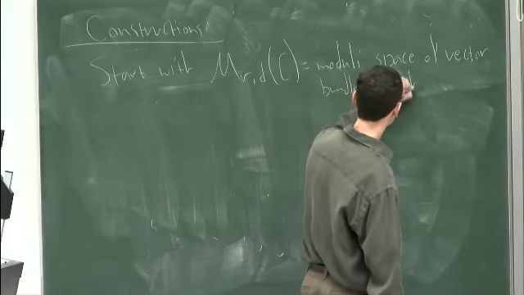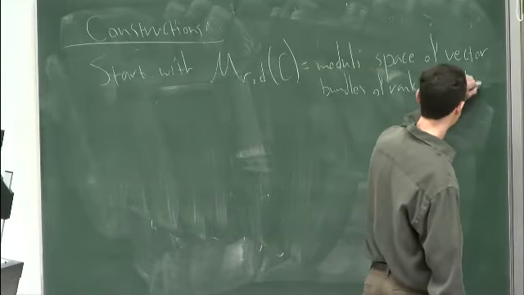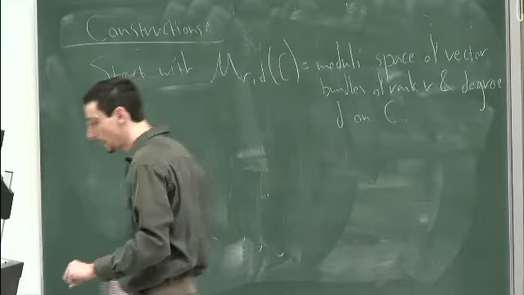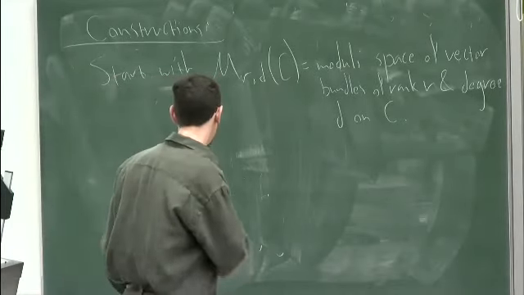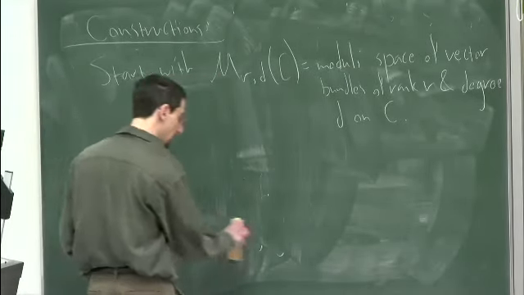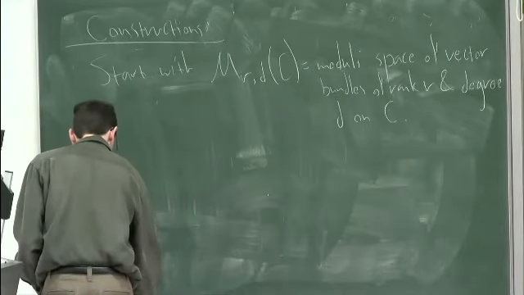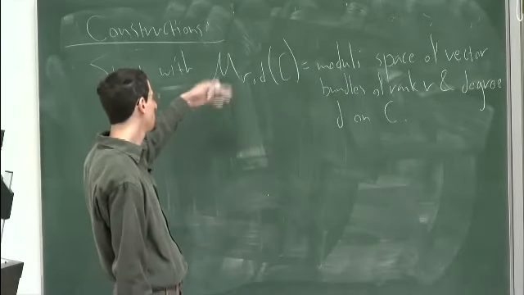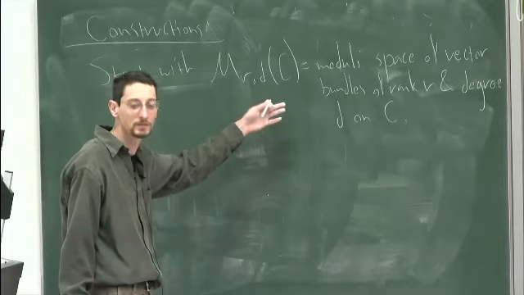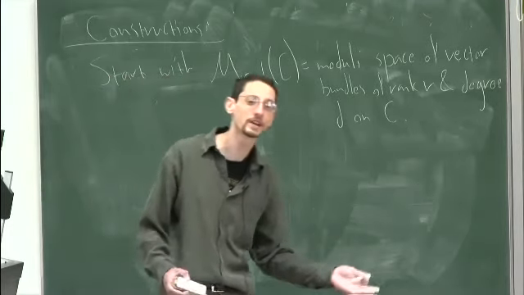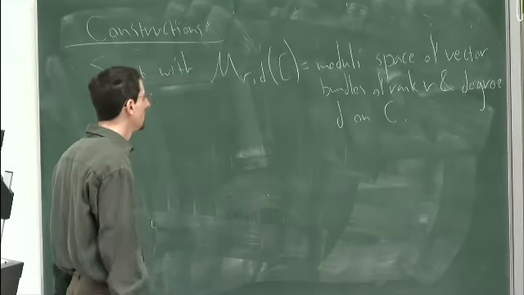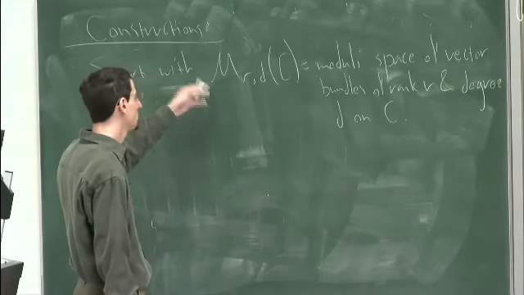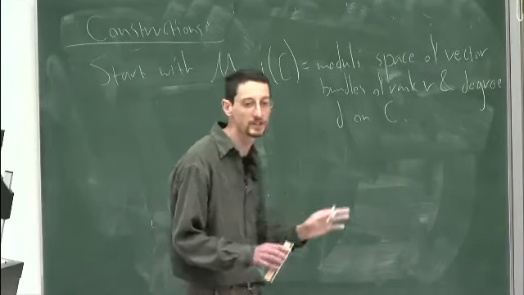Of rank R and degree D on C. Now what you want to do somehow is take a relative Grassmannian over this of subspaces of global sections of these vector bundles. But you can't just take the relative Grassmannian because, of course, the universal bundle on this, if you take its push forward, you get something that doesn't commute with base change, and it's sort of a mess.